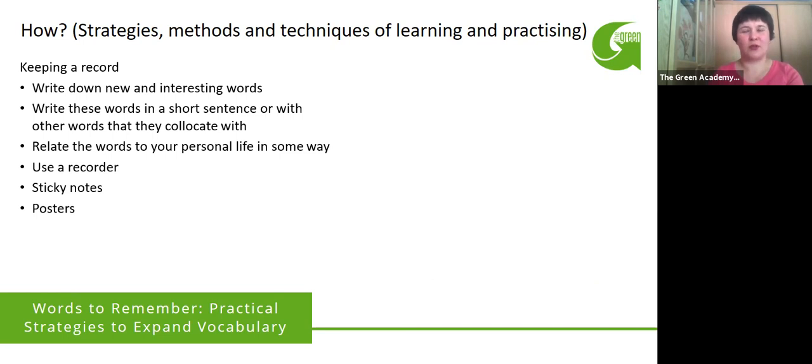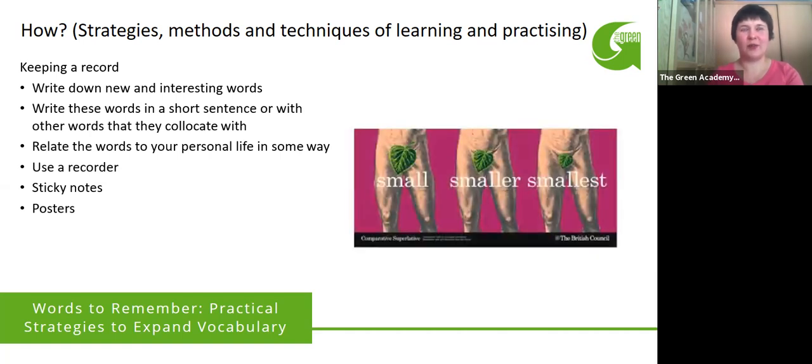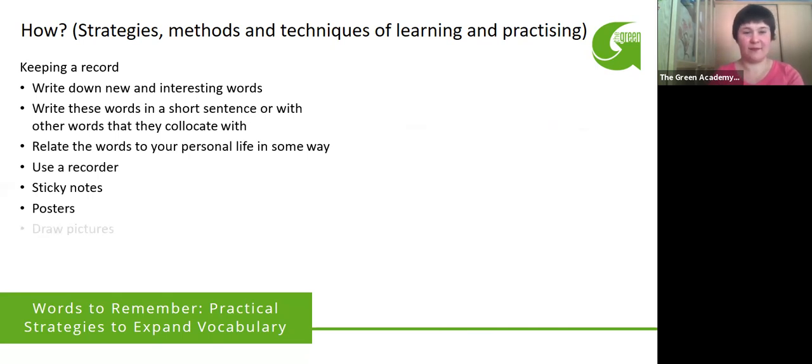Posters. I'm going to show you some posters which were in our British Council in Almaty. I'm not from Almaty. British Council used to be in Almaty, and I'm sure that everyone who has seen this poster at least once in their life hasn't forgotten it. Actually, it's not about vocabulary, it's more about grammar, but no one makes mistakes in this word.